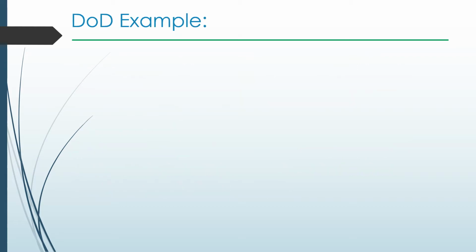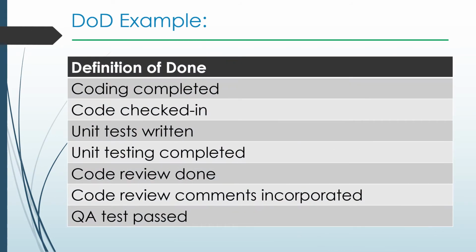Now let's consider one DoD example. This is a very simple example of definition of done. It says the definition of done includes: the coding has been completed, code has been checked in to the central repository, unit tests have been written, unit testing is completed, code review has been performed, and any comments found during code review have been incorporated. Also, the QA tests have been passed by the QA. So this is what a sample definition of done looks like.